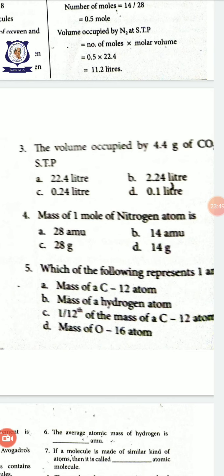Which of the following represents 1 atomic mass unit, AMU? Mass of carbon 12 atom, mass of hydrogen atom, 1 by 12th part of mass of carbon 12 atom, mass of oxygen 16 atom. So now we are using the value of C. 1 by 12th of mass of C 12 atom, it is our correct answer.